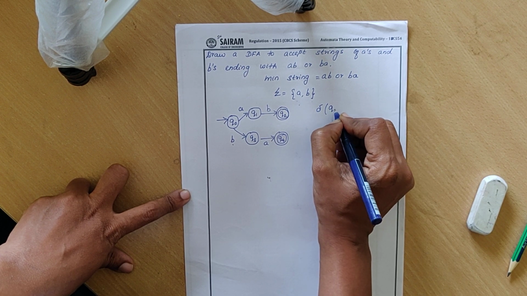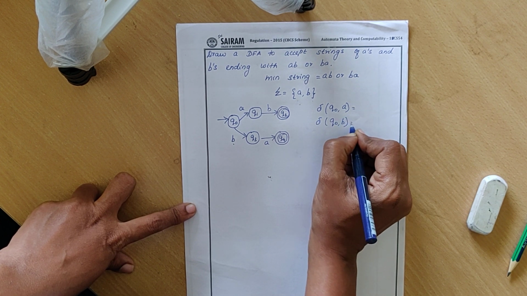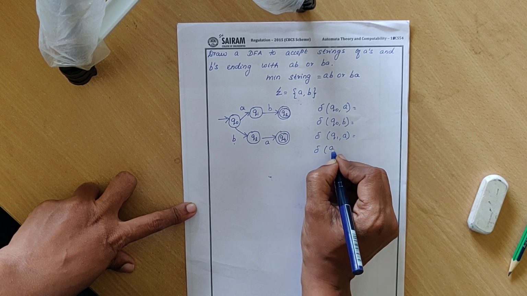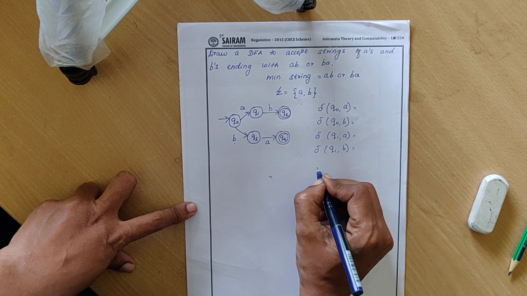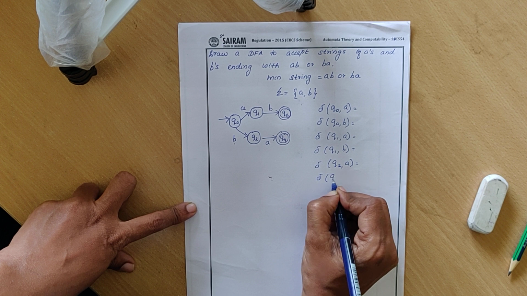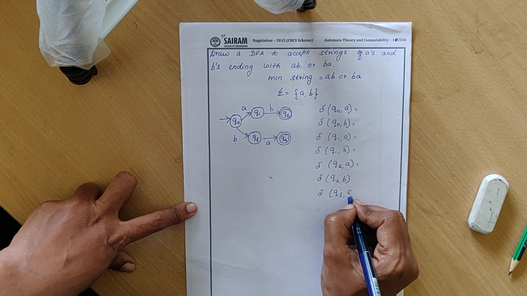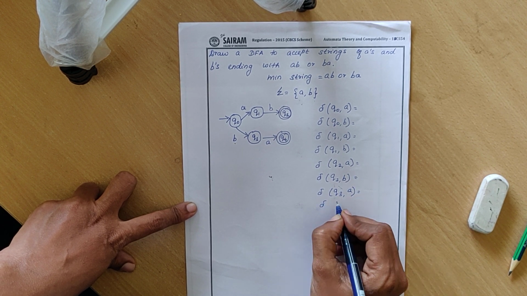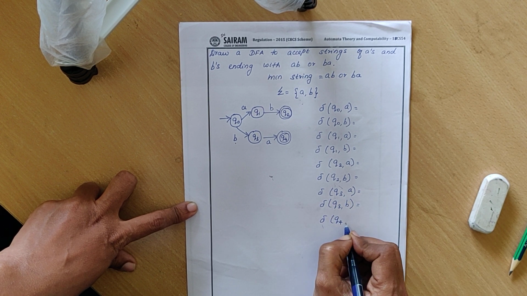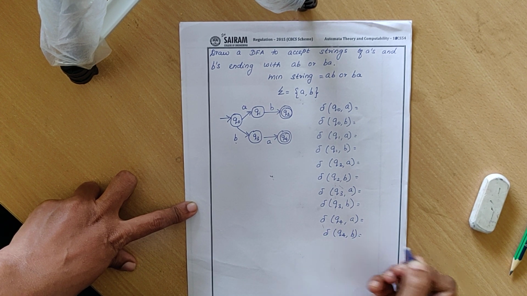As you know, delta of Q0 comma A, I have to find delta of Q0 comma B, delta of Q1 comma A, delta of Q1 comma B, delta of Q2 comma A, delta of Q2 comma B, delta of Q3 comma A, Q3 comma B, and at last Q4 comma A and Q4 comma B. All these things I have to calculate.